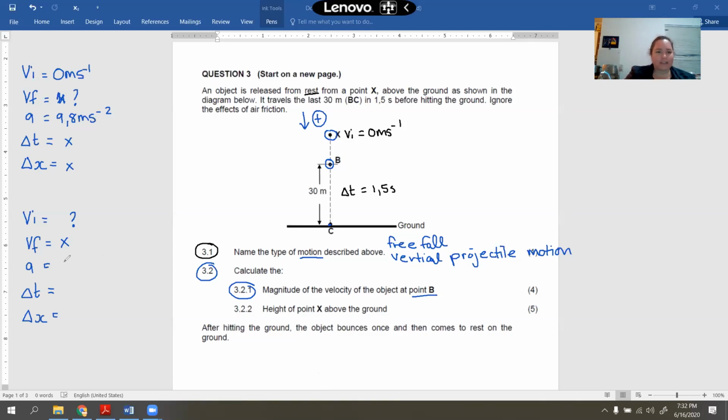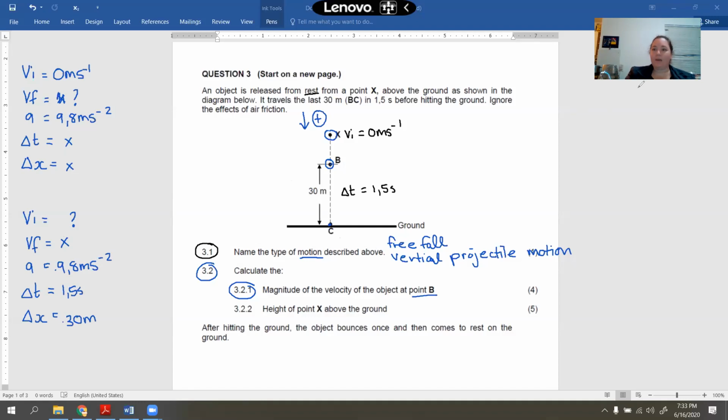All right. Our acceleration here is 9,8 meters per second squared. The time taken is 1,5 seconds, and the displacement is 30 meters. Now let's consider our direction. From B to C, it's 30 meters down. Positive is down, so that's positive, and we're looking for VF.